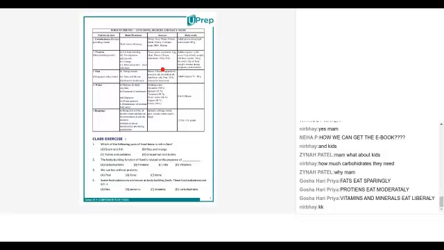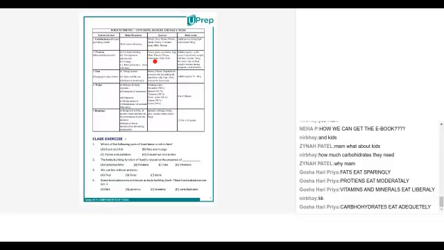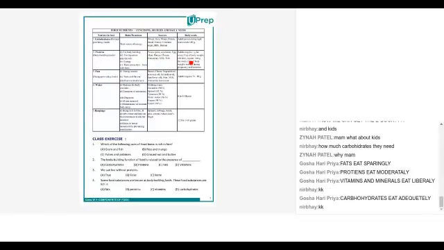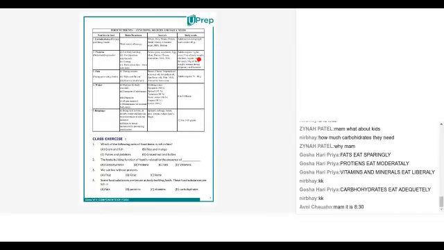From where do we get proteins? We get it from pulses, egg, meat, paneer, cheese, chicken, fish, milk, etc. Right? Now, adults require 1 gram for every 1 kg of body weight. What does that mean? If a person is 50 kg, that person would require 50 grams of protein every day. If a person is 70 kg, that person would require 70 grams of protein per day.